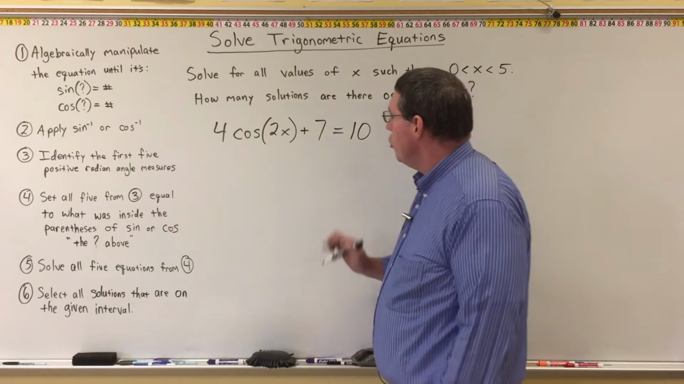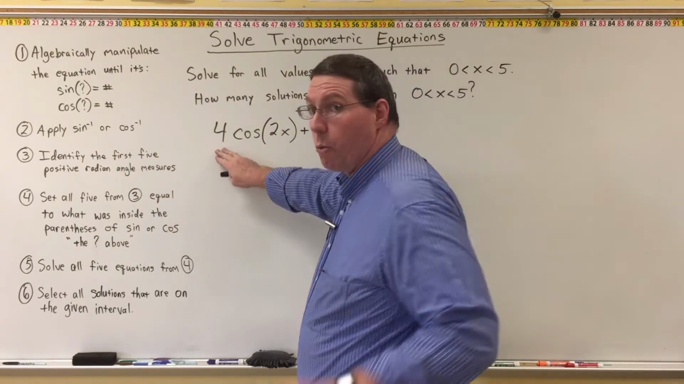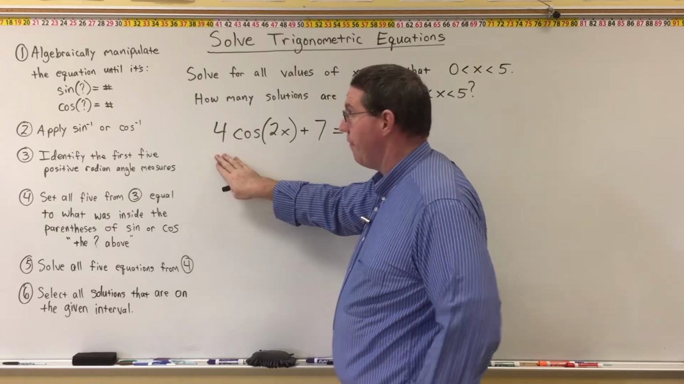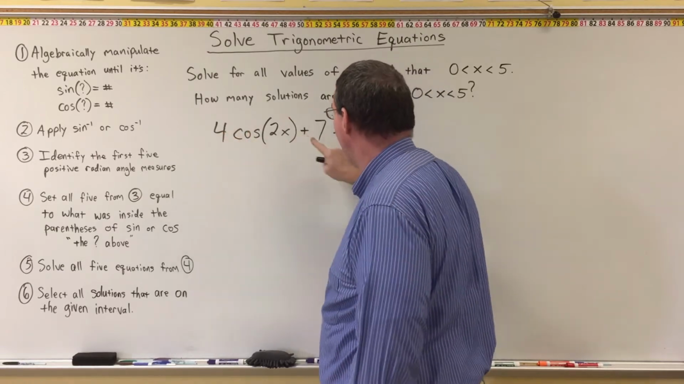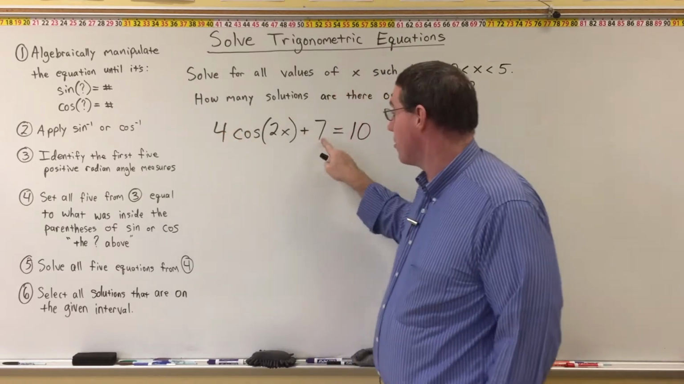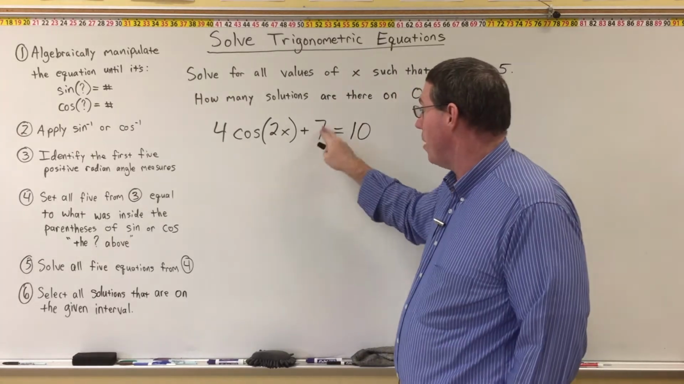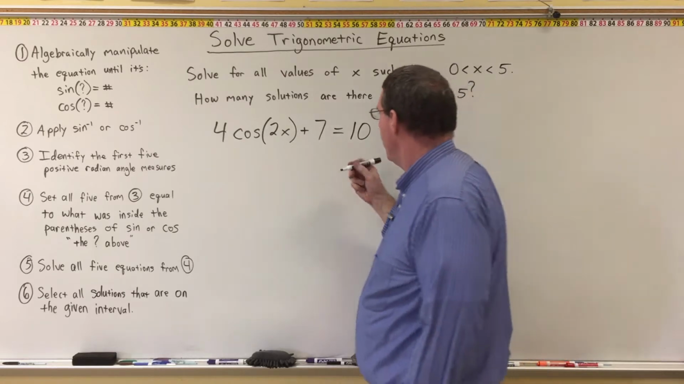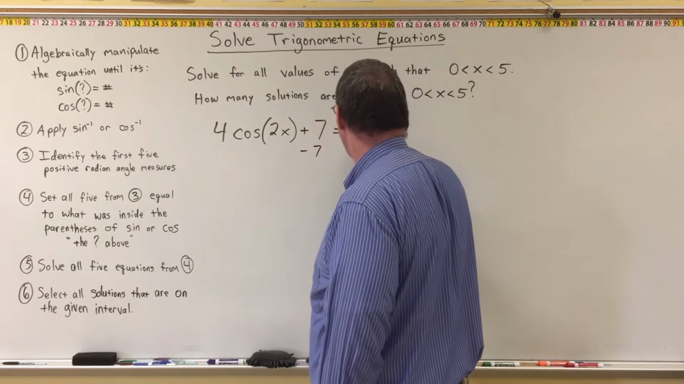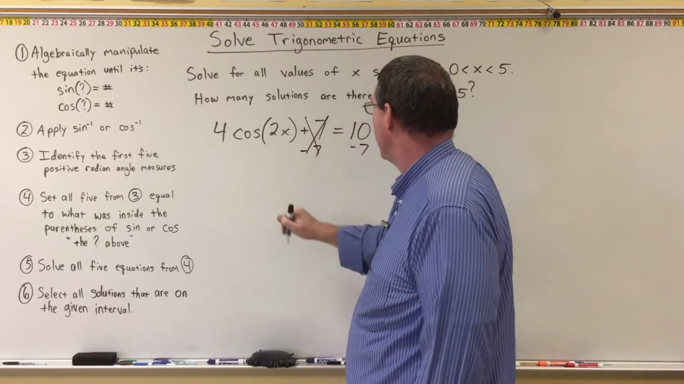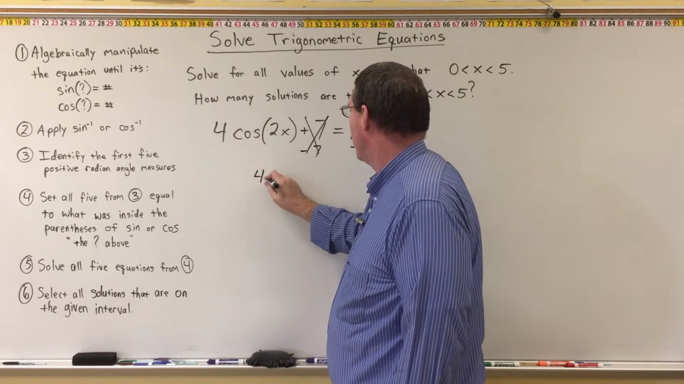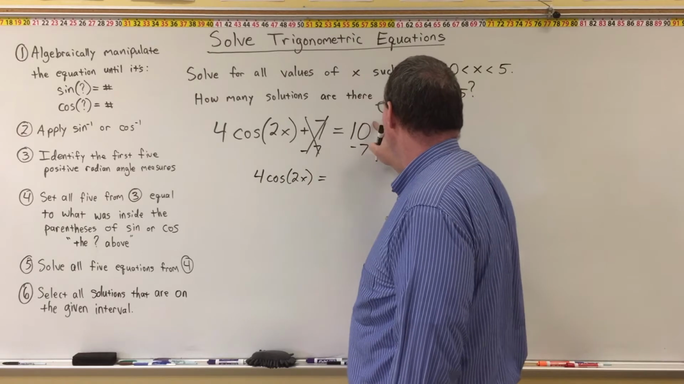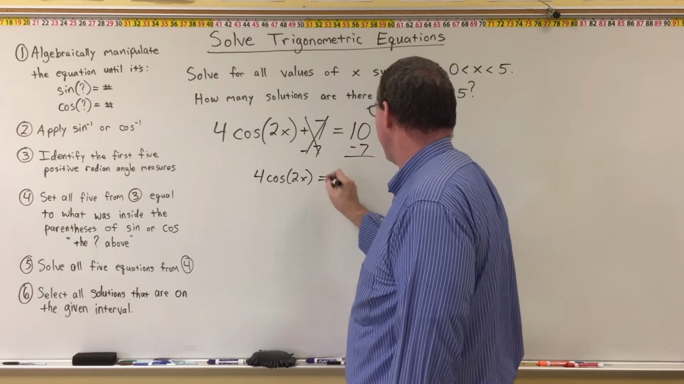First thing we're going to do, you might think, hey, we can divide by 4. We don't want to do that. The reason you don't want to divide by 4 is you would have to divide the 7 by 4 as well, and you would get 7 over 4. You don't want to mess with plus 7 over 4. Let's get rid of the pluses and the minuses first. So we're going to subtract 7 on both sides. That cancels the 7 here. Bring down 4 cosine of 2x equals 10 minus 7, that equals 3.